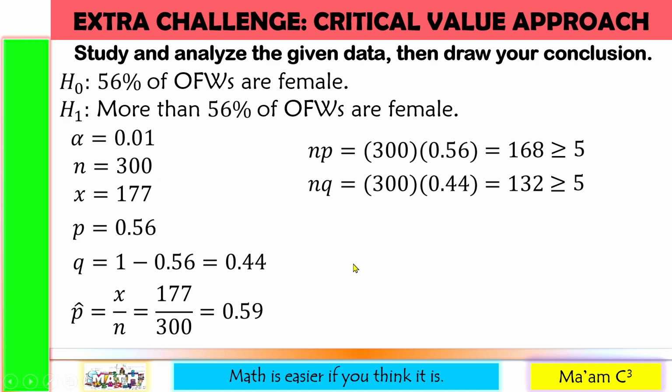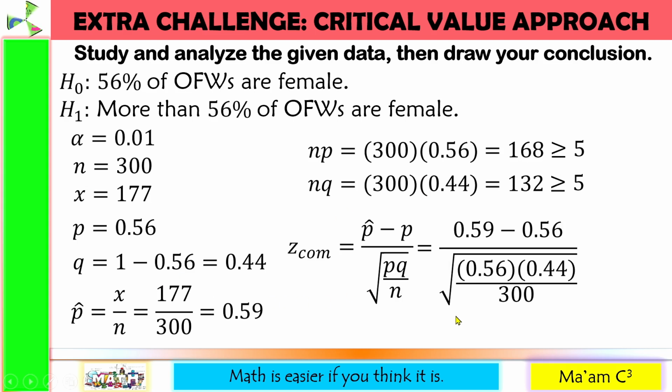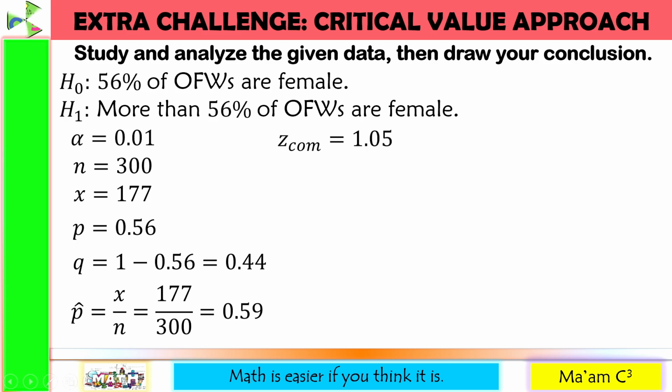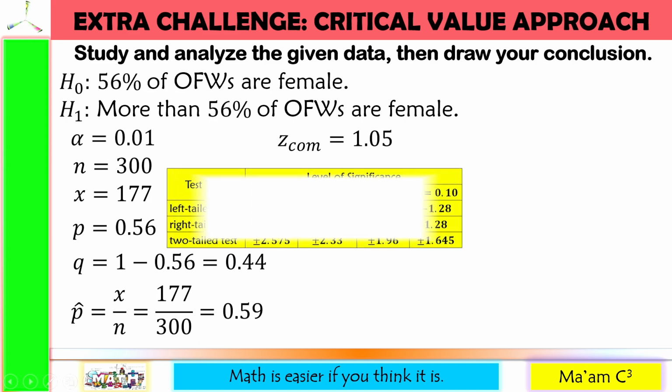Now let us solve for the Z value. Let us substitute our given here. Our P hat is 0.59. Our P is 0.56. Again, our P is 0.56. Our Q is 0.44. And our N is 300. Computing this, it will give us 1.05.